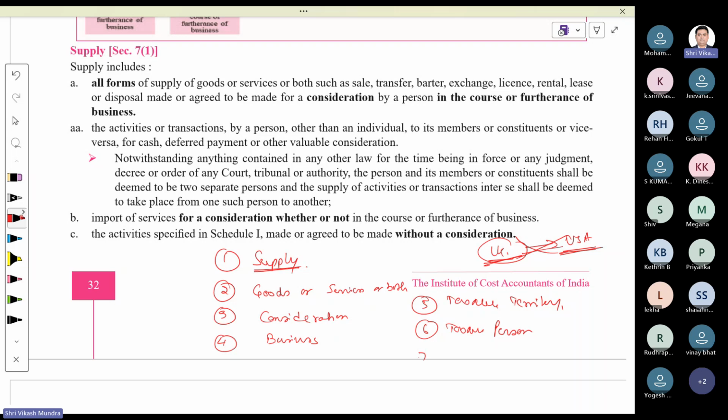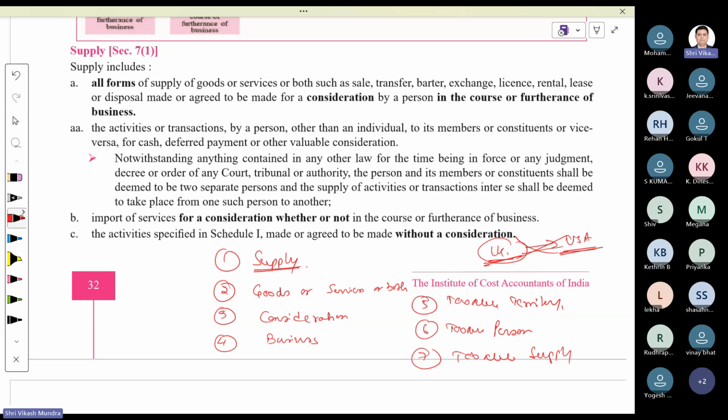And the last one, the supply should be of a taxable supply. For example, I supplied alcohol. Am I liable for GST? The answer is no, because it is not a taxable supply. If these seven criteria are fulfilled simultaneously, then only the GST is triggered.